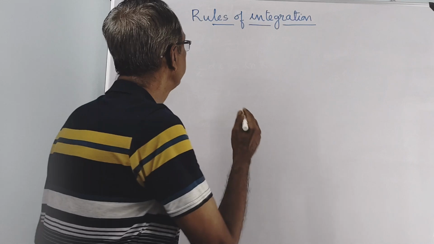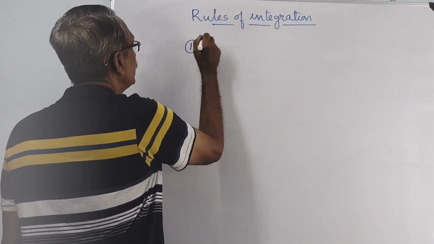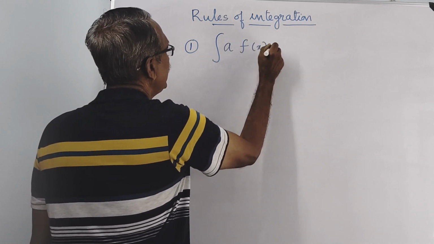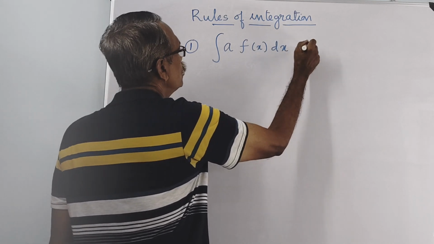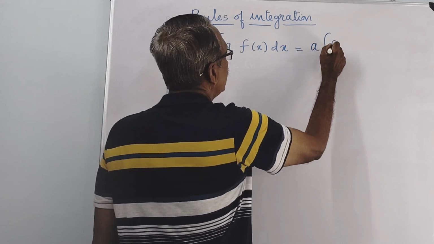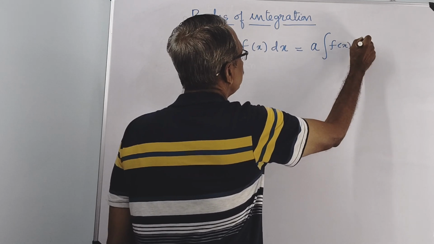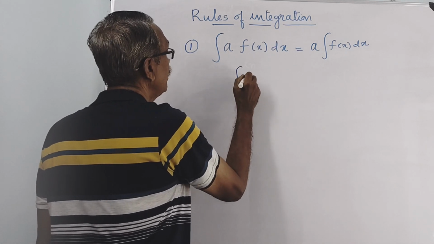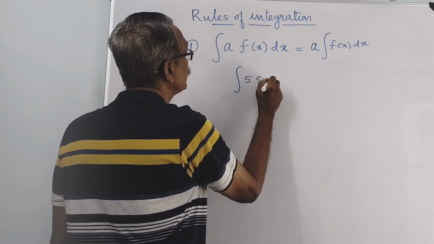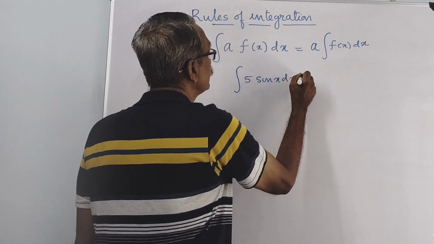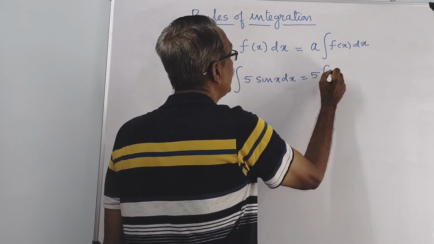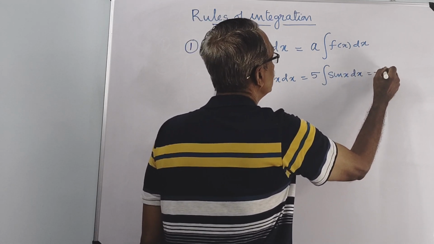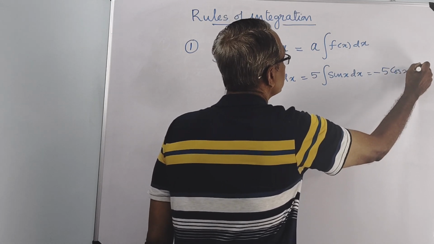The first rule is integral a f(x) dx is equal to a times integral f(x) dx, where a is a constant. For example, integral 5 sin x dx will be equal to 5 multiplied by integral sin x dx, which is equal to minus 5 cos x plus c.